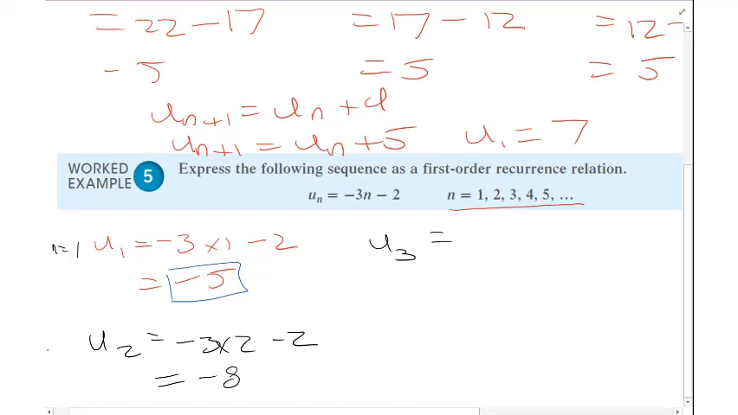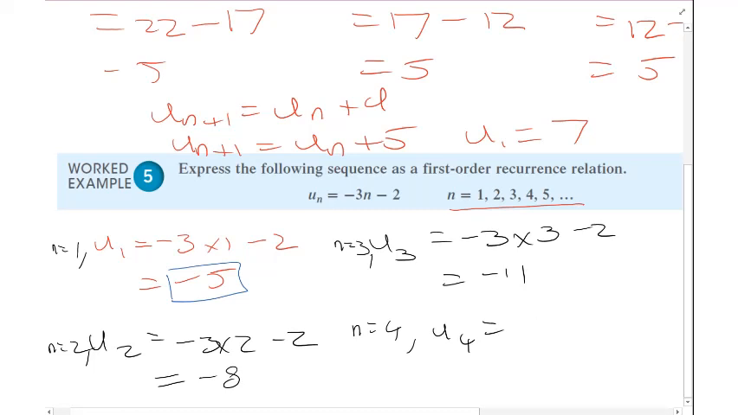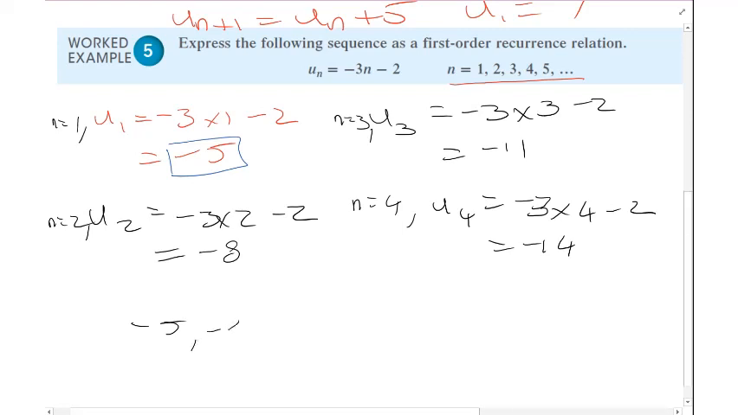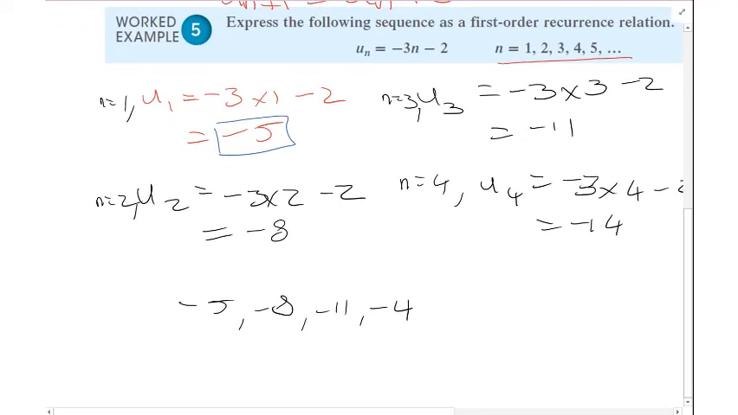so that's when n equals 1, n equals 2, n equals 3. u3 equals minus 3 times 3 minus 2, so that's going to give me minus 11, and n equals 4. Let's put a comma in there so you can see it's separated. u4 is going to be minus 3 times 4 minus 2, so that's going to be minus 14. Now, our sequence here is going to be minus 5, minus 8, minus 11, and minus 14. And that's accounting for 1, 2, 3, 4 from what we've just seen before.